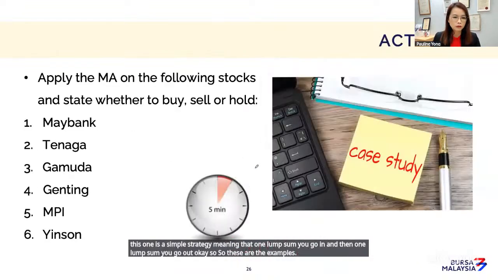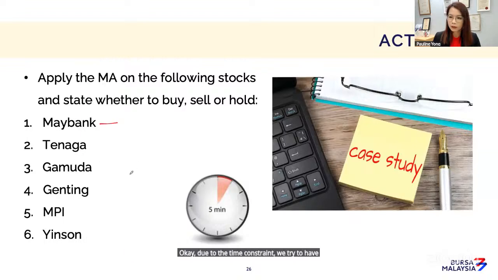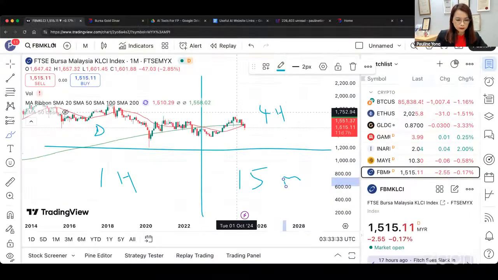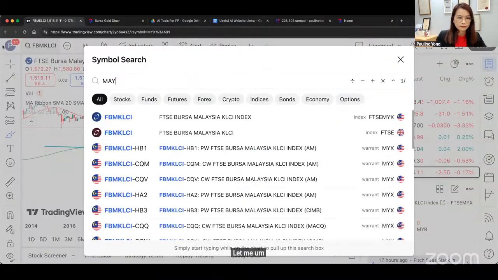Okay, due to time constraint, we try to use Maybank. Okay, we try to use this one for Maybank. And then let's see. Okay, let me type Maybank.